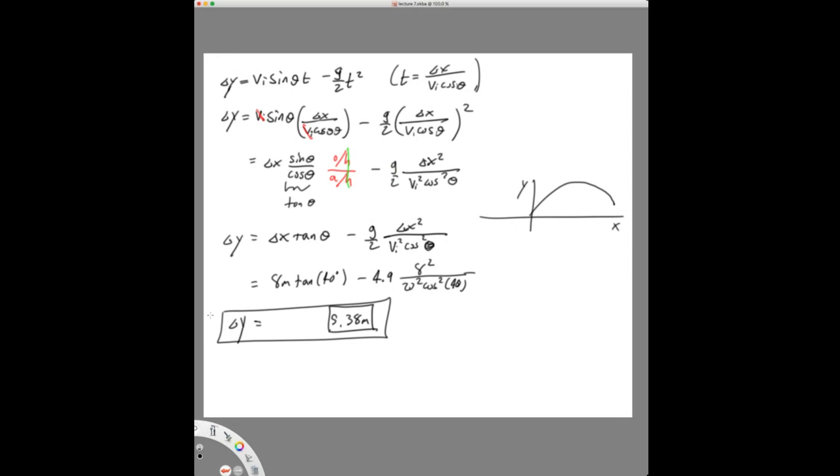So why is it challenging on the calculator? It has to do with parentheses, and what I did is I worked out this number first, and I actually like to get the denominator first and then divide the numerator by the denominator and then multiply by minus 4.9 and then add that number to 8 tangent of 40. That's how I did it. If you try to put it all in one line in your calculator and you don't have perfect parentheses, you can get crazy numbers.